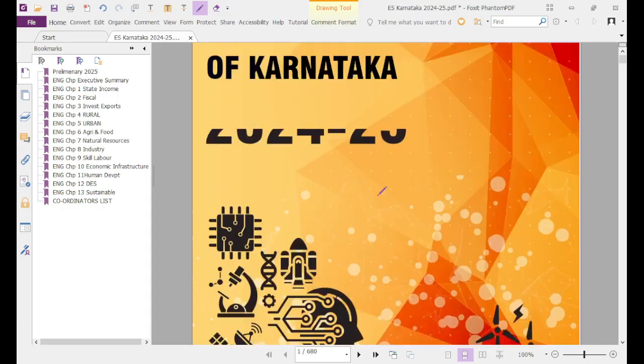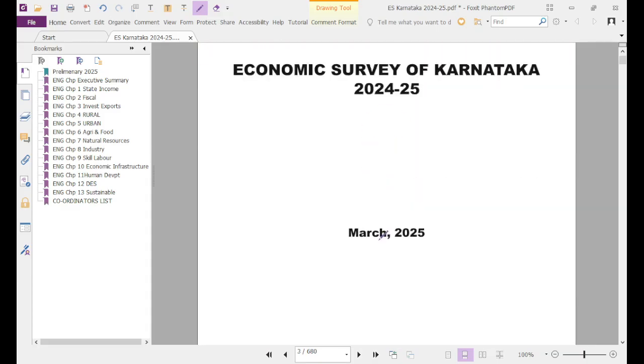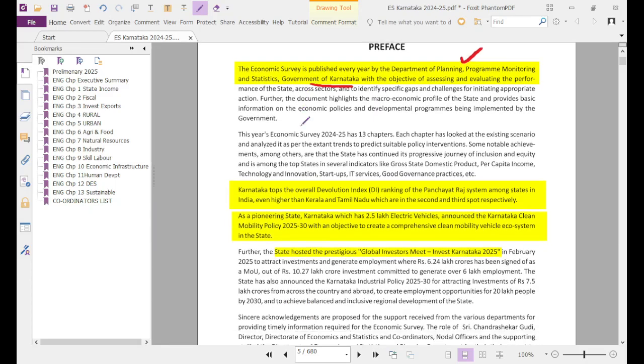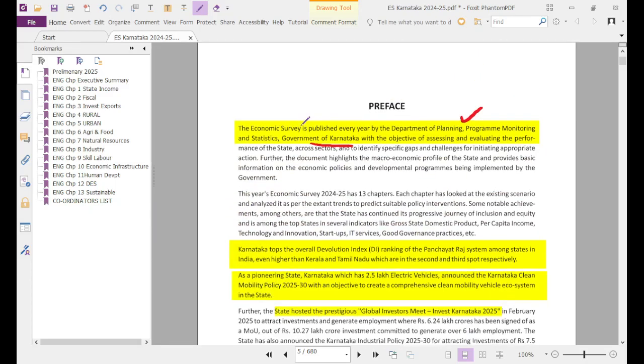So quickly we will delve in. Before that, just like the Economic Survey of India is prepared by the Department of Economic Affairs under the Ministry of Finance, similarly in this case the Department of Planning, Programme Monitoring and Statistics under the aegis of the Government of Karnataka is accountable to produce the economic survey in line with the Union Economic Survey, right? There is a simple preface and 13 chapters, and this year's economic survey also covers around 13 chapters. These 13 chapters are pertinent to Karnataka's economic performance in the financial year 24-25.